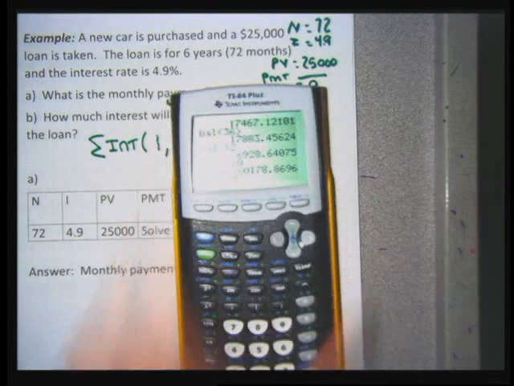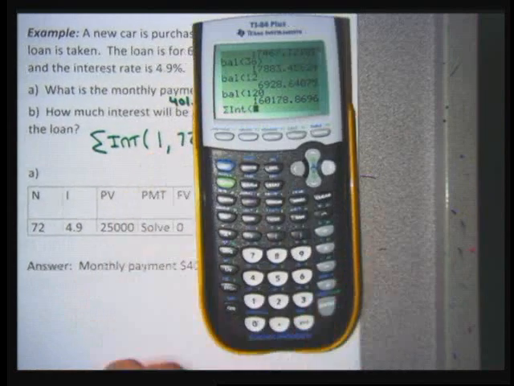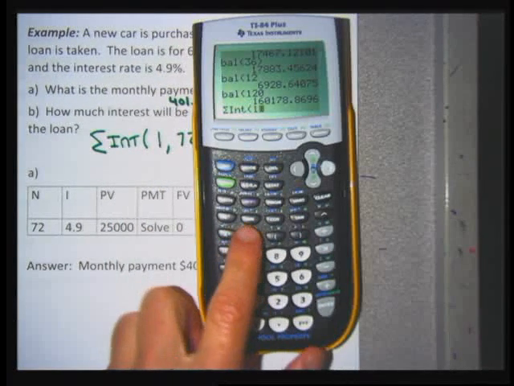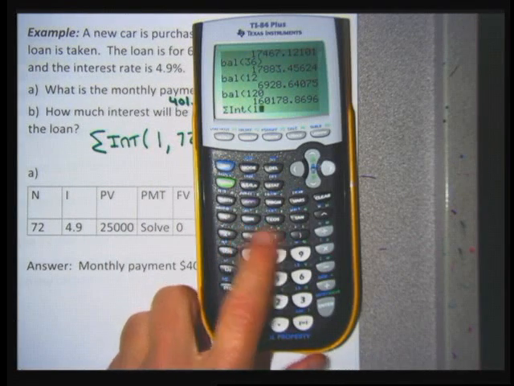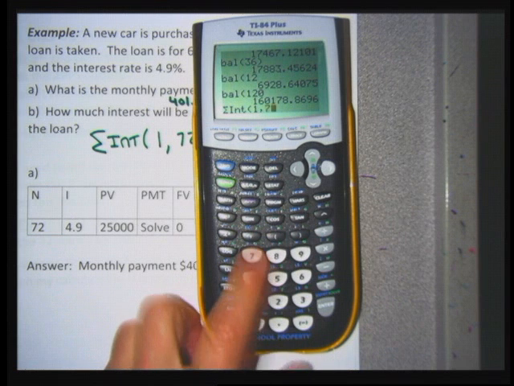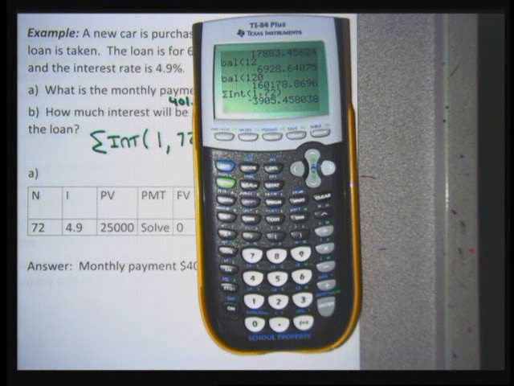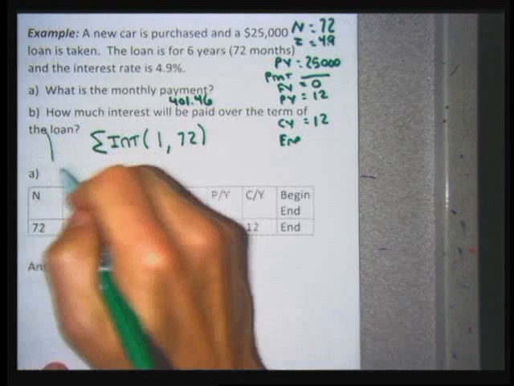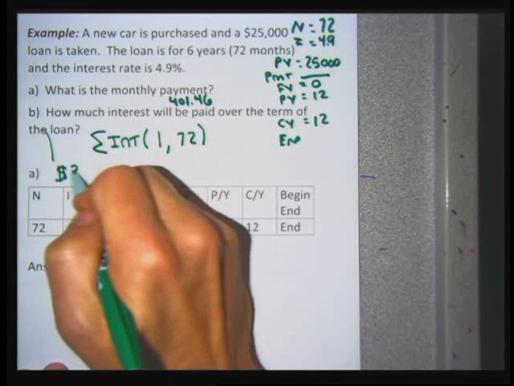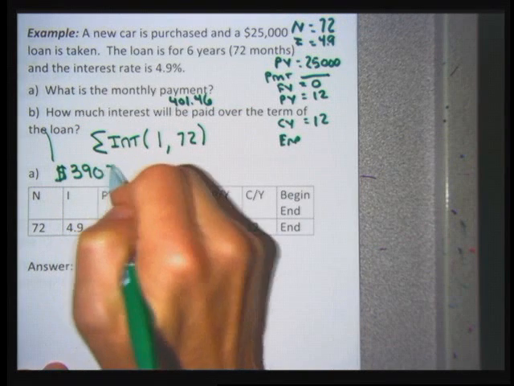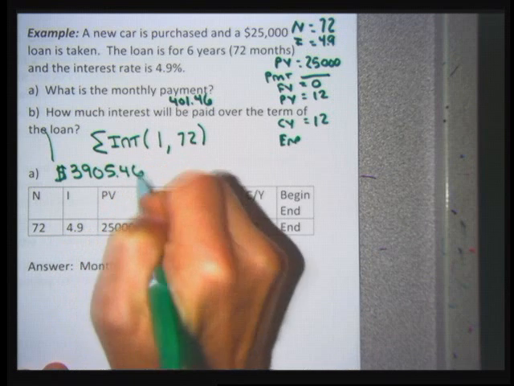So I'm going to go sum of interest, 1, and then the comma is right next to the right parenthesis, and then 72, close out my parentheses, and it'll add the interest up for me. For this loan, notice the amount comes out to be negative because it's money that I'm spending. $3,905.46 is the total interest. So for part B, the interest is $3,905.46.